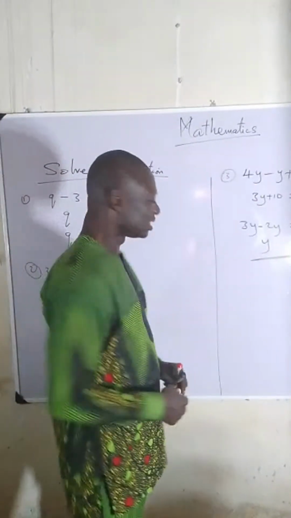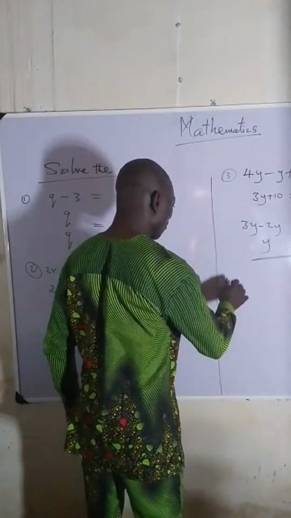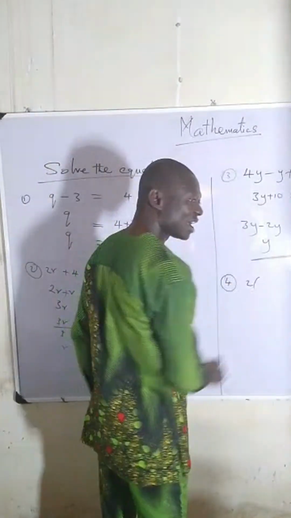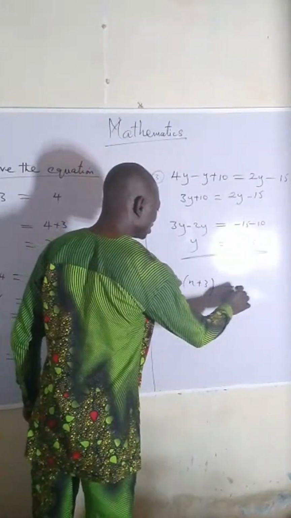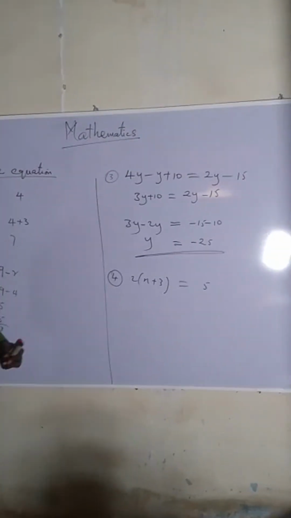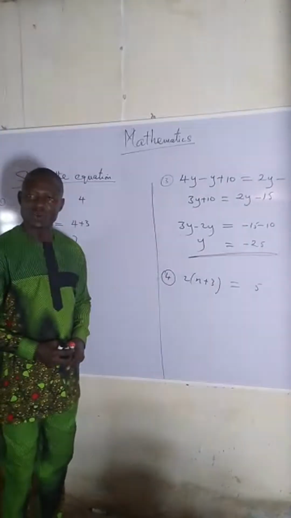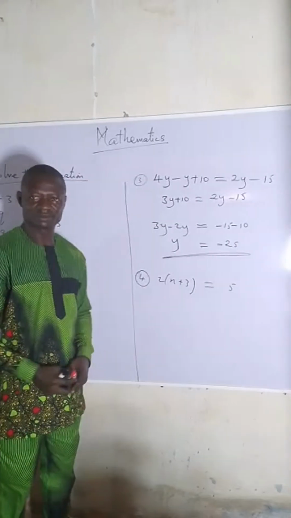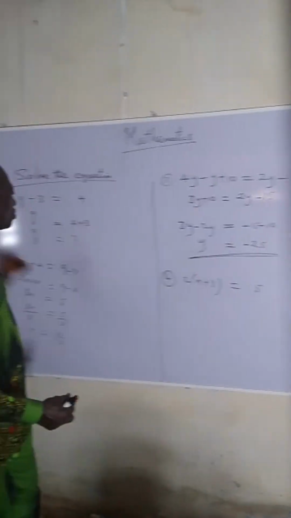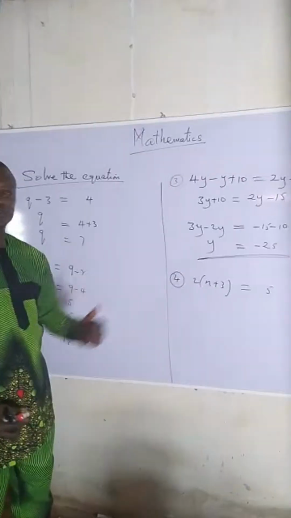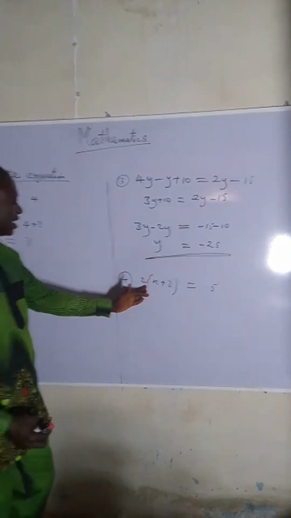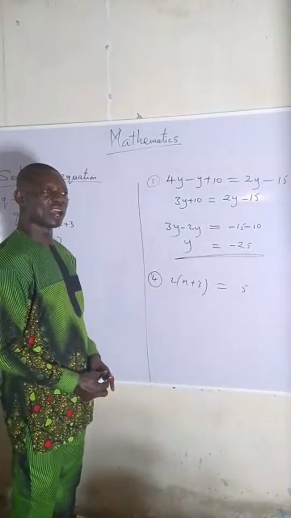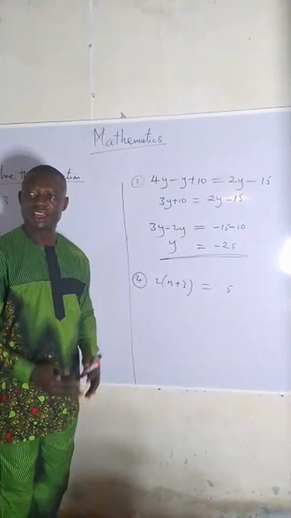Let's assume that a question like this is given to us as example number 4. We have 2 outside, we have n plus 3, bracket closes, is equal to 5, for instance. What the question requires is that we are going to open the bracket first. It's not like numbers 1, 2, and 3, where we collected like terms first. No, open the bracket first. A number staying outside here means we have to use it and multiply out.